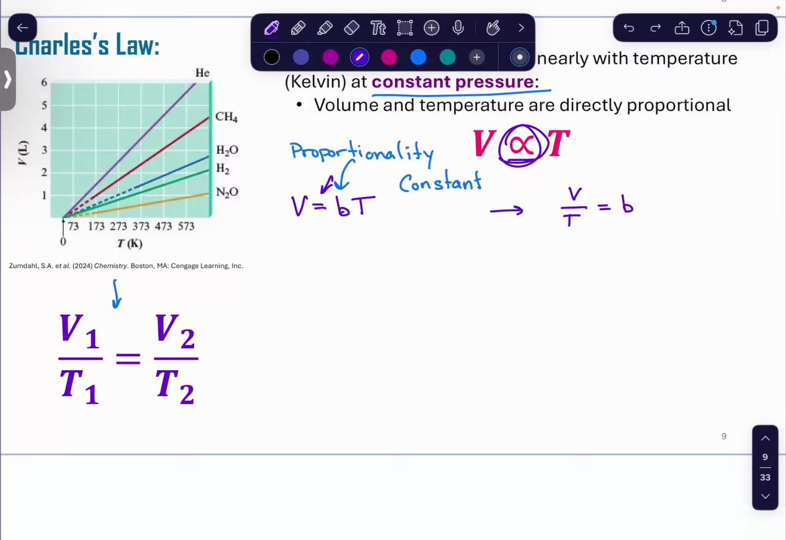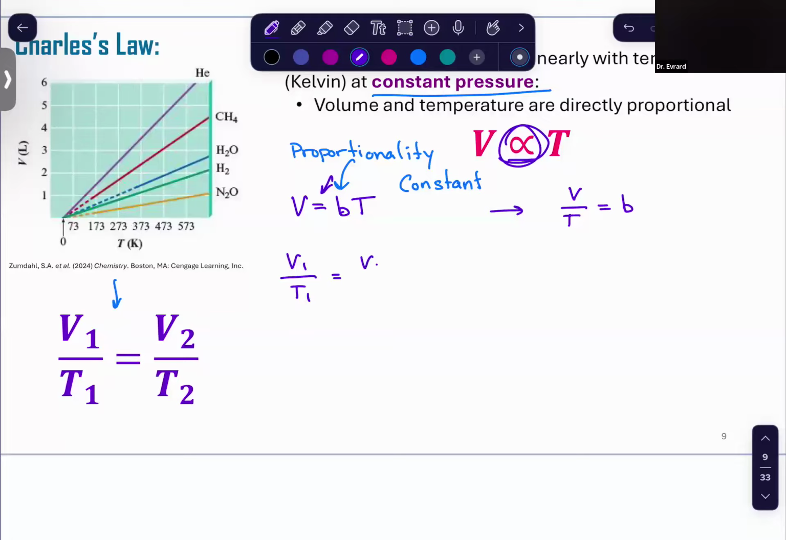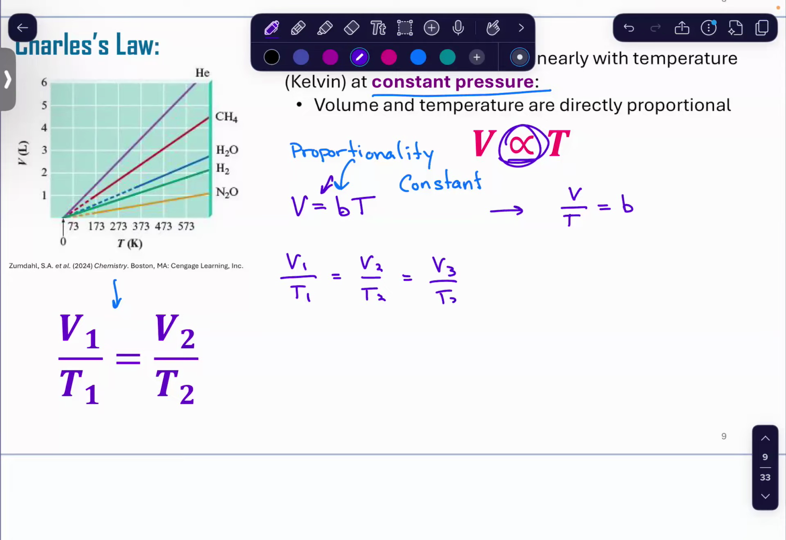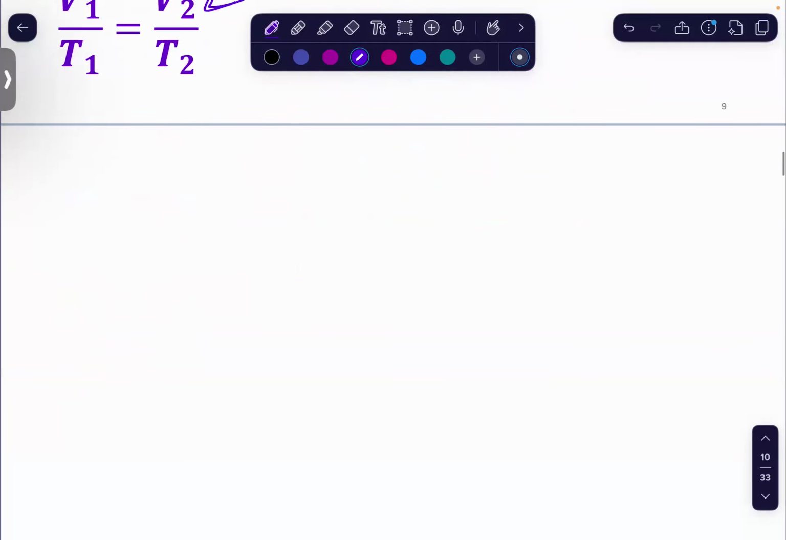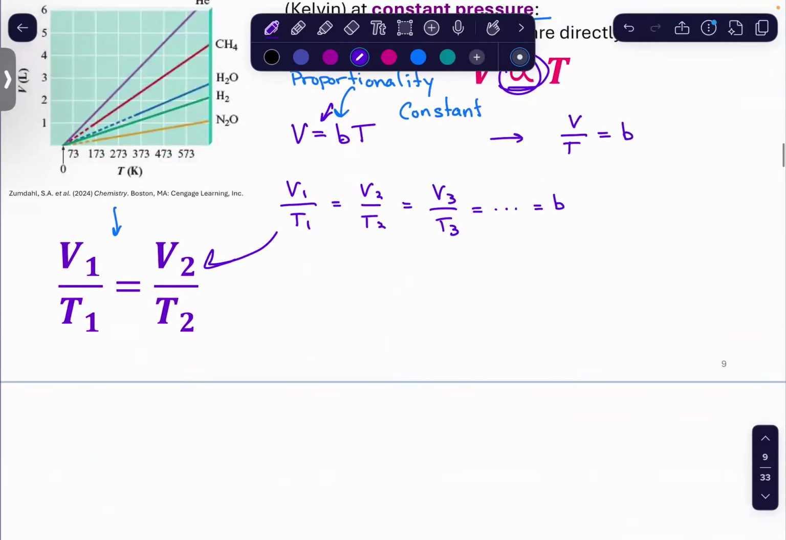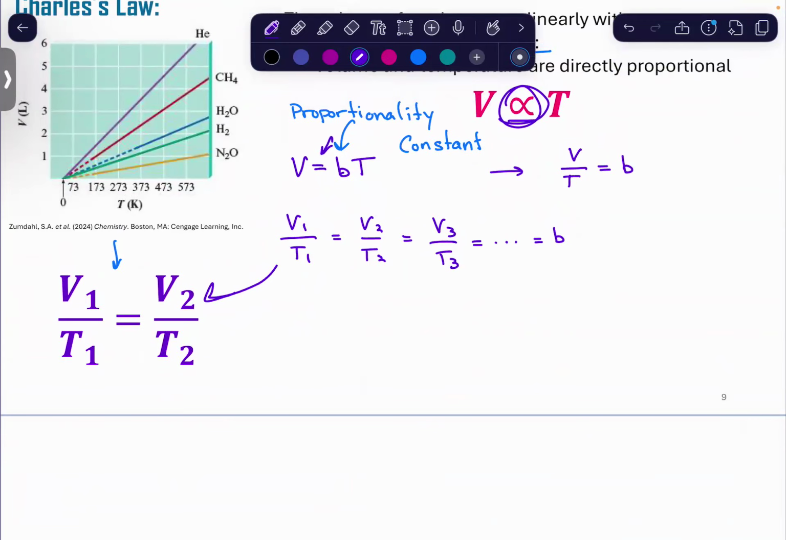So now that V over T equals a constant, that means every iteration of V over T equals that constant. So V1 over T1 is going to equal V2 over T2, is going to equal V3 over T3, and so on and so forth, and they all equal B. And so that's how we end up here. Boy, I really thought I needed more room than I did, but okay. And this kind of logic is how we end up at this expression for Charles's law.